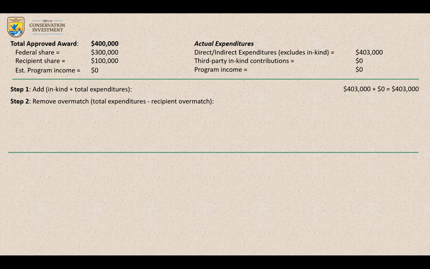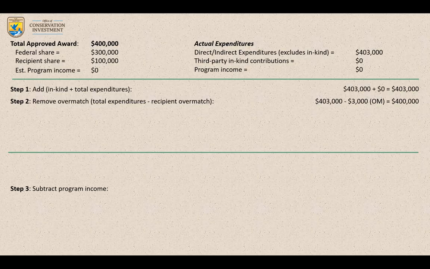To determine if overmatch is present, the recipient takes the adjusted outlays resulting from Step 1 and removes the amount necessary to get the adjusted outlays back to the total federal award amount of $400,000. In this case, we see that the recipient incurred $3,000 in overmatch costs.